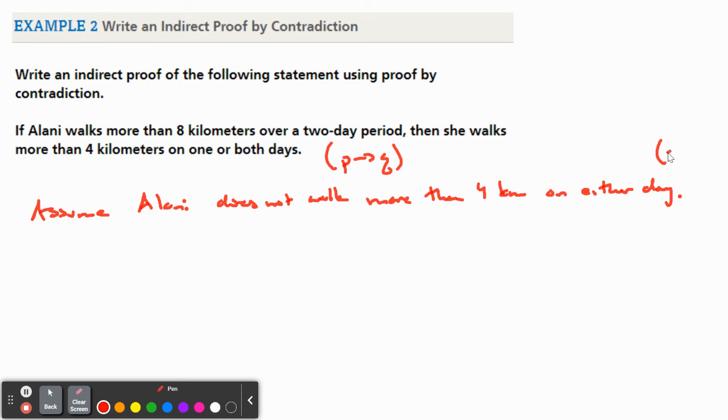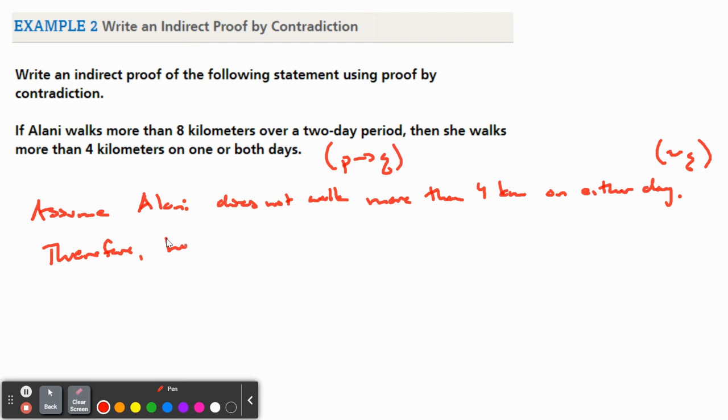So what we just did there is we negated the Q, right? We negated this idea of walking more than 4 kilometers on one or both days. The only other option is not walking more than 4 kilometers on either day. So not more than 4 could mean 4 each day. So 4 plus 4 is 8. Or it could mean less than 4, like 3 and 2, 3.5 and 2.75, whatever. But anyway you slice it, even 4 and 4 equals 8 could not be more than 8, right? This says she walked more than 8 kilometers. That's the contradiction.